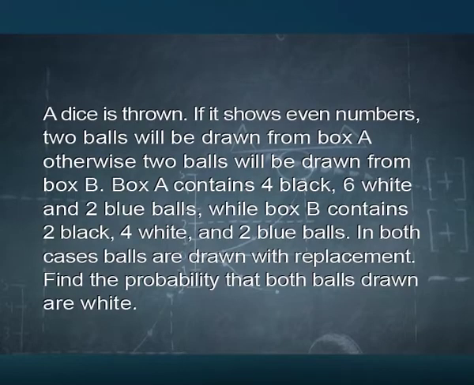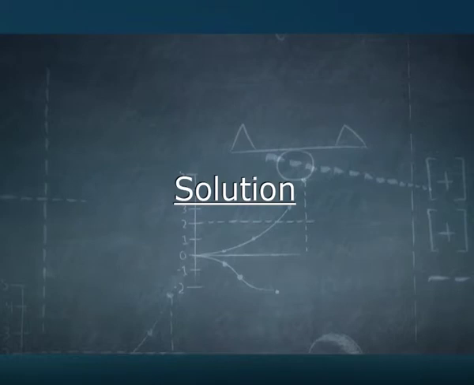A dice is thrown. If it shows an even number, 2 balls will be drawn from box A, otherwise 2 balls will be drawn from box B. Box A contains 4 black, 6 white and 2 blue balls, while box B contains 2 black, 4 white and 2 blue balls. In both cases, balls are drawn with replacement. Find the probability that both balls drawn are white. So we'll see the solution.